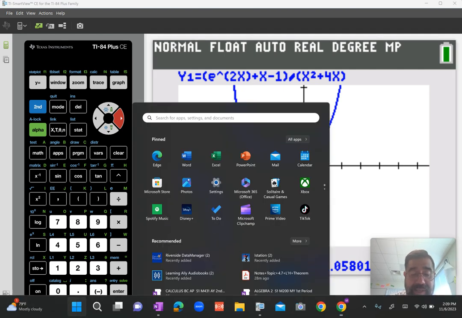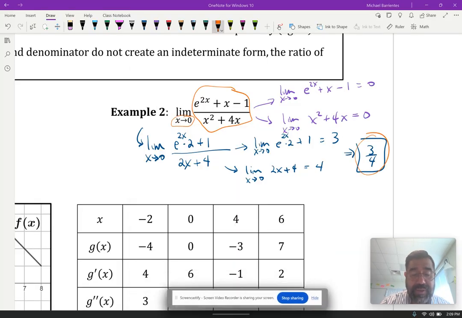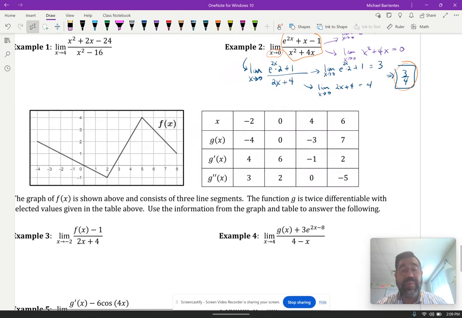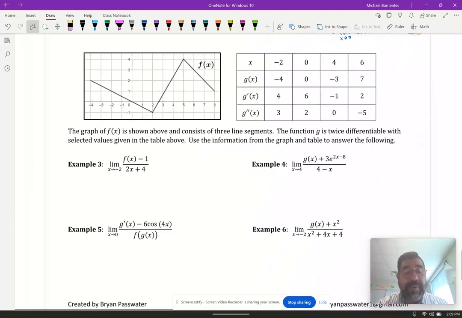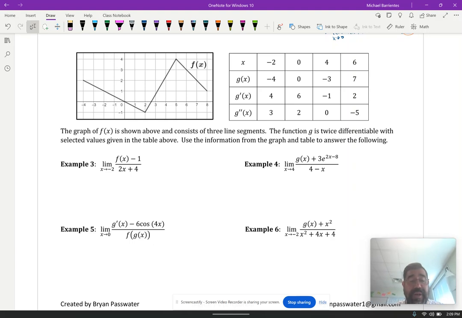Okay, just a quick aside to make sure we understand what the limit is telling us we should see. But as I look at examples 3 and 4 here, and then we'll come back and do examples 5 and 6, we're given a graph. It's the graph of f, and it consists of 3 line segments. We're given the function g as well as g prime and g double prime for selected values in the table. And we're going to use this information to answer the following.